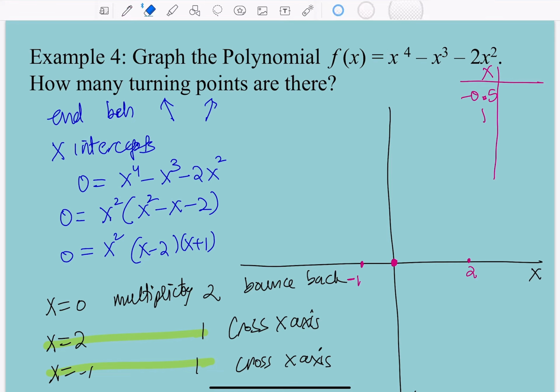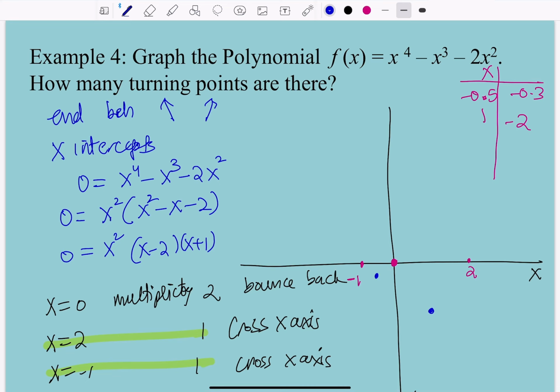Let's see. The y turns out to be, when x is 1, -2. When x is 1, y is going to be -2. And when x is -half, let's see, what does y turn out to be? -0.3 is the y. All right, so I think we have some idea how my graph is going to look like. When x is 1, y is -2, x is -half, y is still negative.